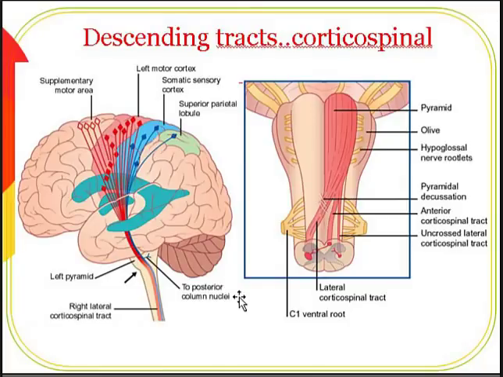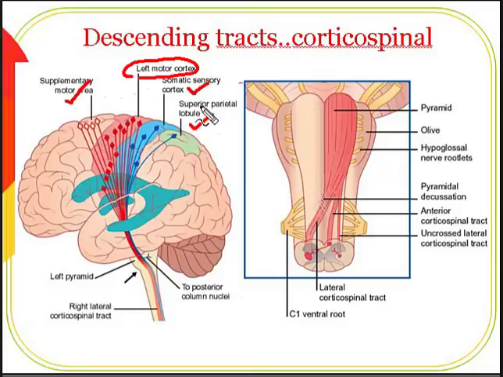So this is showing you the upper motor neurons. You can see that most of them begin in the motor cortex. This is showing you the left motor cortex. They have other fibers which begin in the supplementary motor area, and in the sensory cortex, which is the parietal lobe, and this part is called the superior parietal lobule.